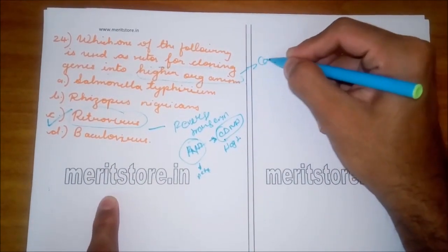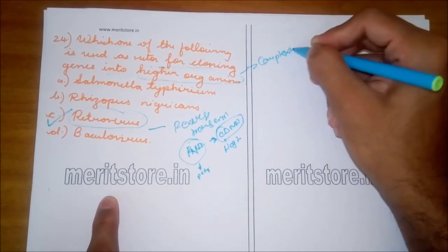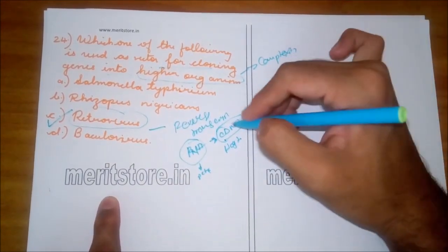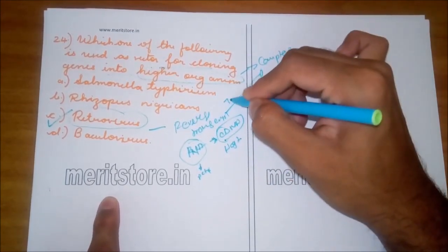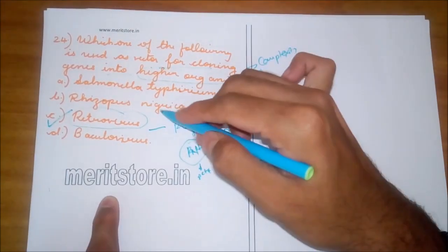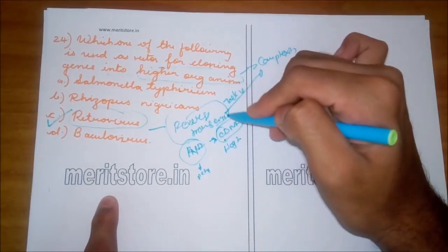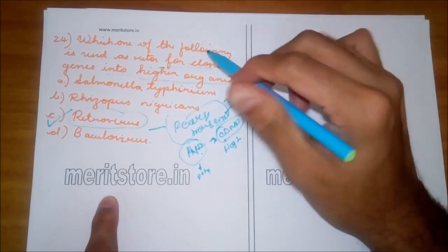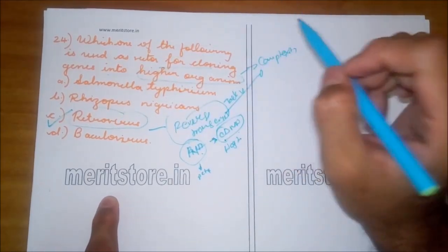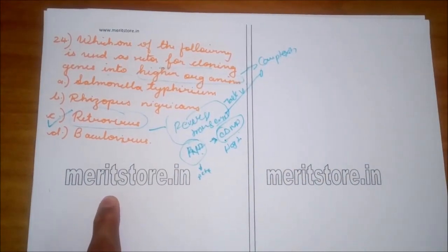with more complexity. So there is complexity, and to tackle the complexity we use retrovirus, which has a reverse transcriptase enzyme which can convert RNA into DNA sequence so that the cloning genes can be easily transferred.